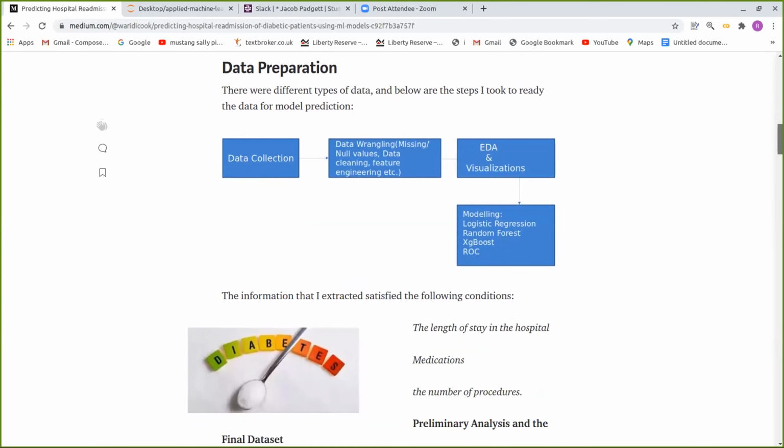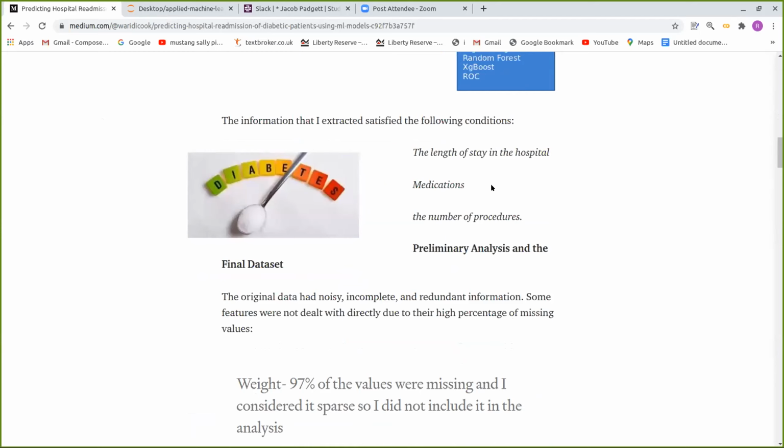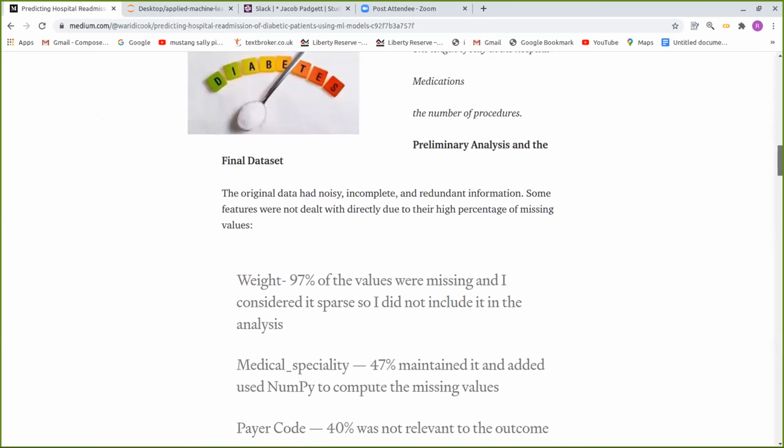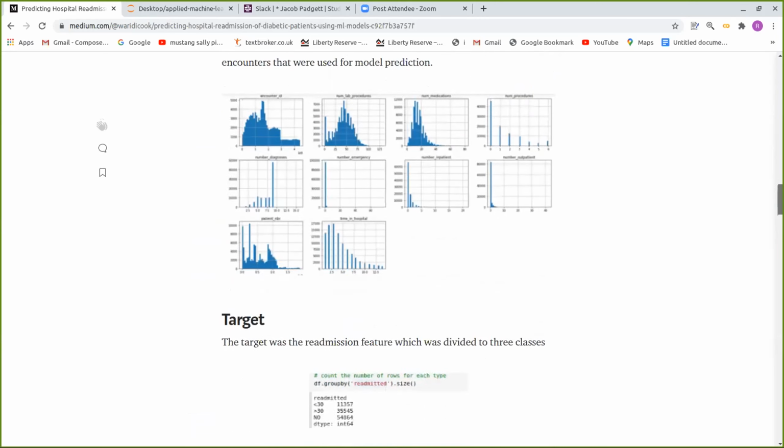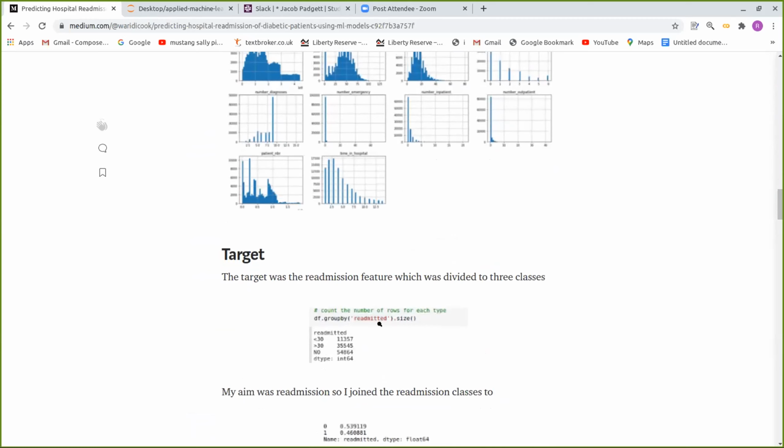And my target was to find out the readmission. So for anything that was satisfying this, the length of stay, medication, and procedures, those were the features that I included in my model. So my target was readmission. They had two kinds of readmissions, either after 30 days or greater than 30 days, or no readmissions.